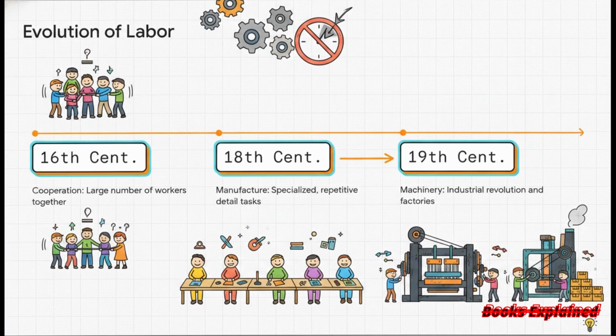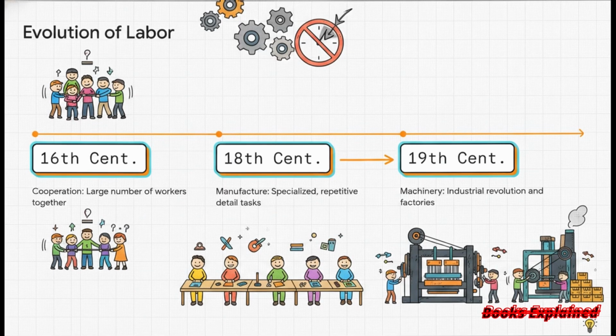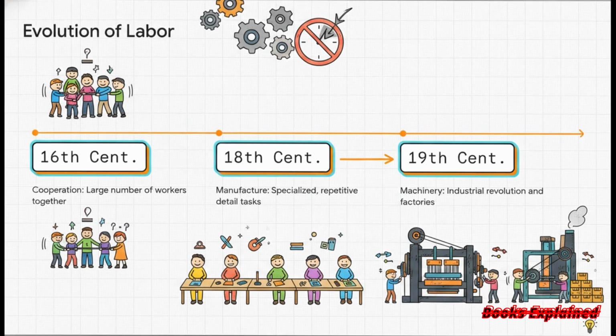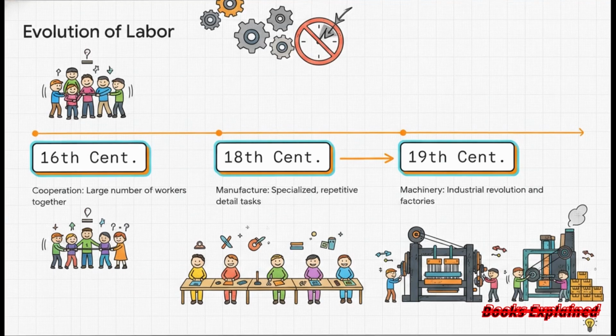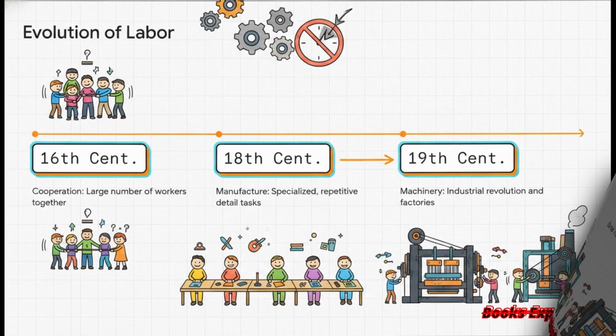The machine doesn't just help the worker. In the factory system, the worker kind of becomes a living appendage to the machine, all to produce goods faster and cheaper, thereby increasing the surplus portion of the day.